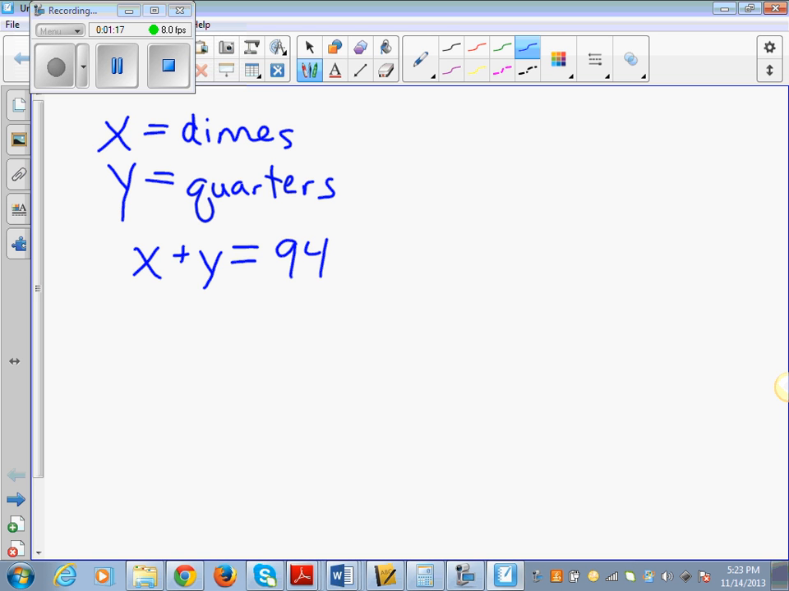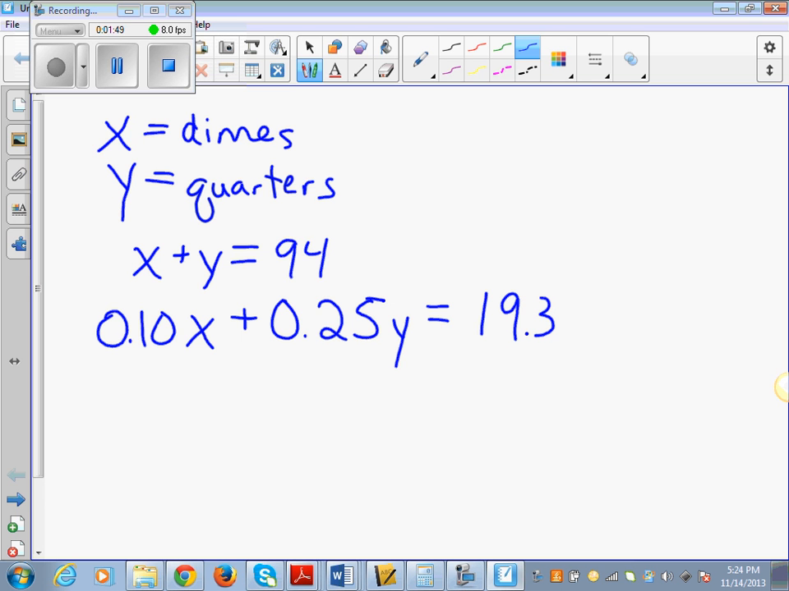And our second equation comes from the part where it says the total value is $19.30. Well, we need to think, what's the value of a dime? For every dime that Veronica has, it's worth 10 cents. So we can write out 0.10x plus the value of each quarter is $0.25. So 0.25y is equal to, her total value is $19.30. So now we have our two equations, so we can solve for our two separate variables.